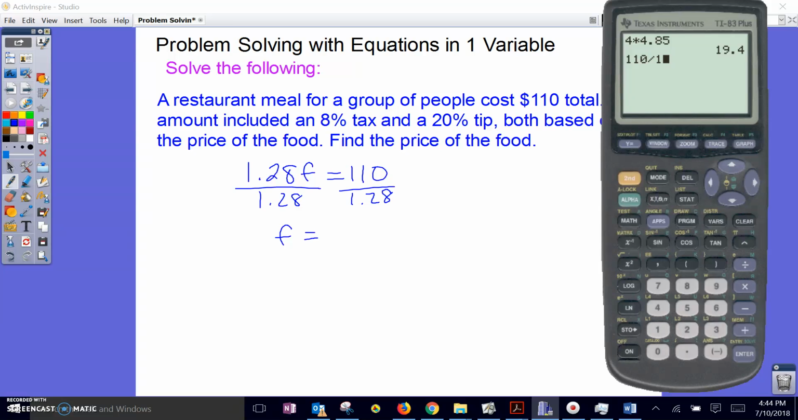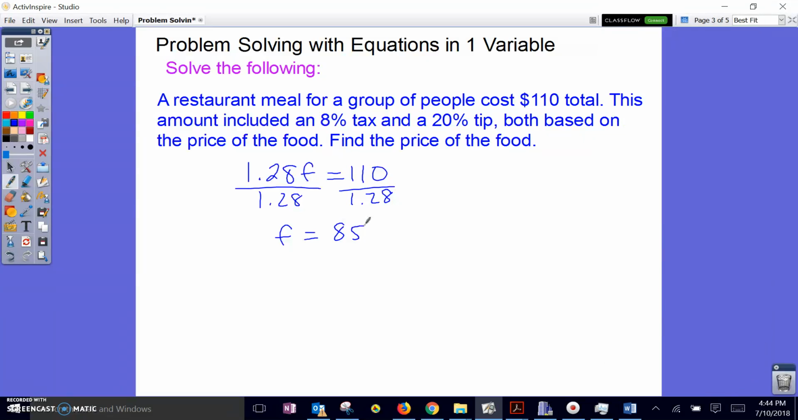And on the right, we've got 110 divided by 1.28. We get 85.9375. I'm going to round that to the nearest cent. The price of the food was $85.94.